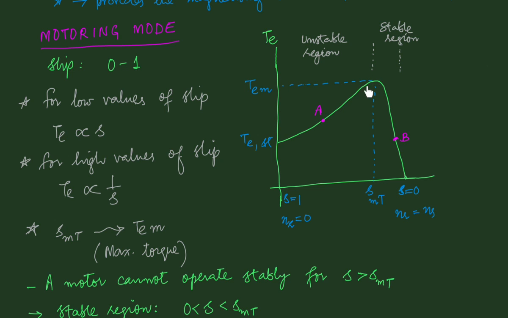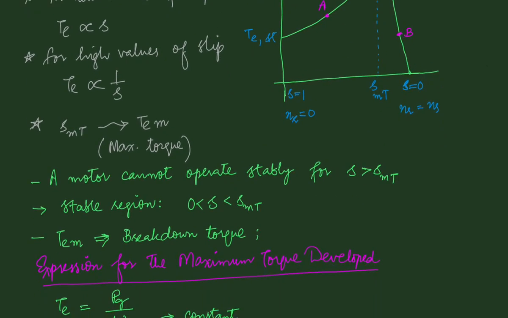the machine will come to a standstill. It means that if we try to put a load which is greater than the developed torque TEM, the motor cannot supply this load and the motor will come to standstill, and hence because of this reason TEM, the maximum torque, is also known as the breakdown torque.